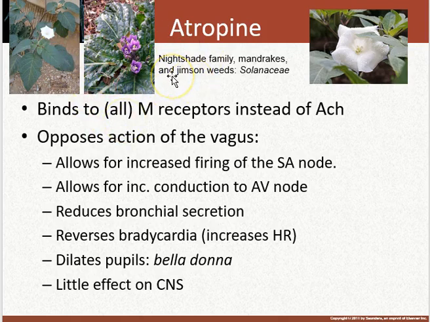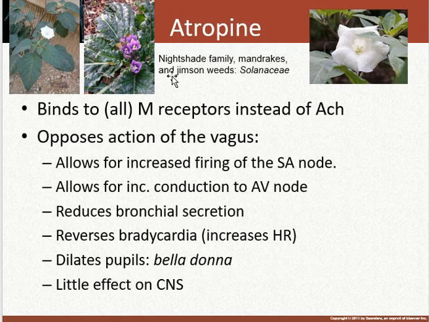And so atropine will bind to any and all muscarinic receptors, 1 through 5, and compete with acetylcholine at that receptor site. And so from a systemic or physiologic standpoint, atropine is going to oppose the activity of the vagus nerve. Okay, and so from a heart perspective, it's going to allow for an increased firing of the SA node. We're going to see increased conduction movement to the AV node. We're going to see a reduction in bronchial secretions.